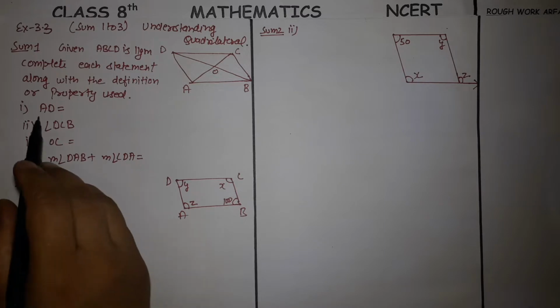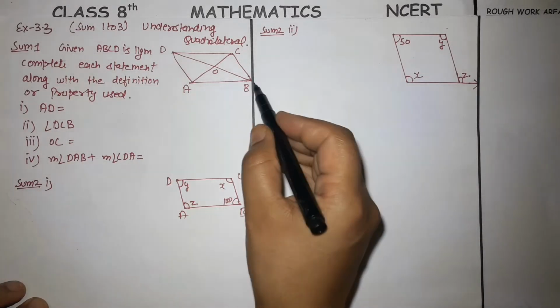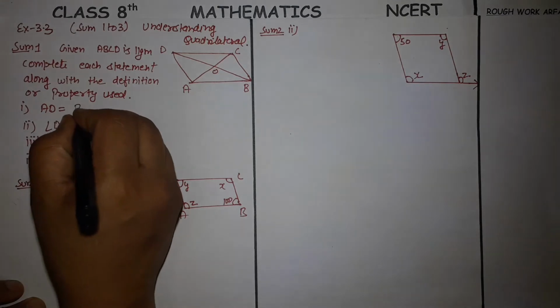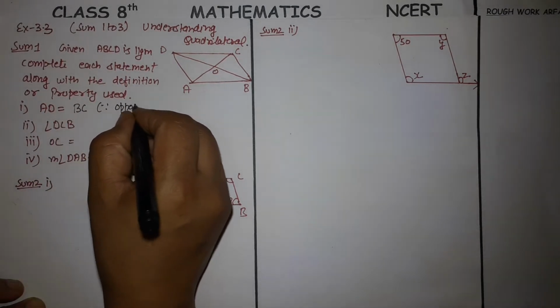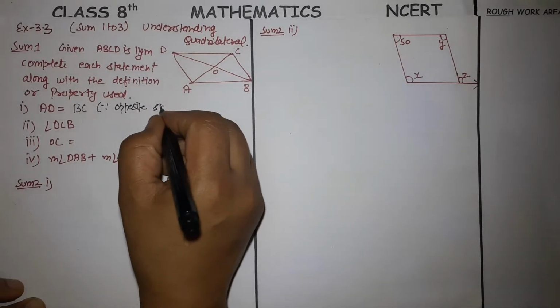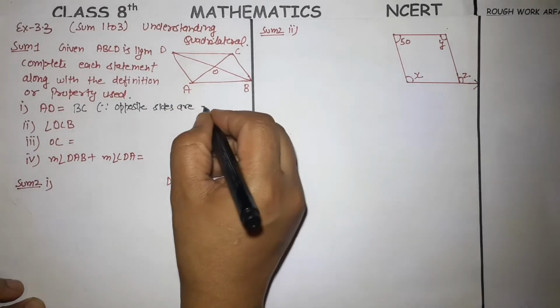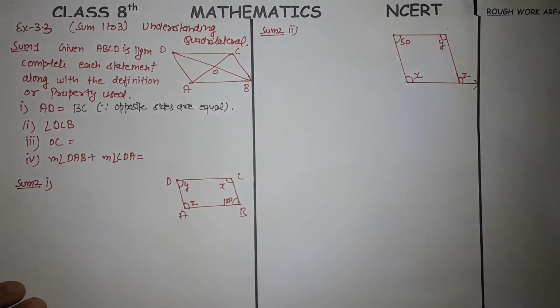AD is equal to BC. Reason? Because opposite sides are equal.